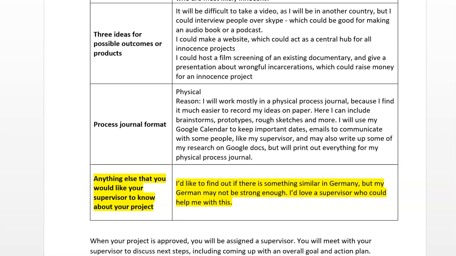Once you've completed this whole document and submitted it onto Canvas, Abby will decide whether or not your project is approved. If your project is approved, you will be assigned a supervisor to help you over the next 2 years. You will then meet with your supervisor to discuss your next steps, including coming up with an overall goal and also an action plan. Now that we have been through the whole of these 2 pages, make sure that you complete this and submit it onto Canvas.